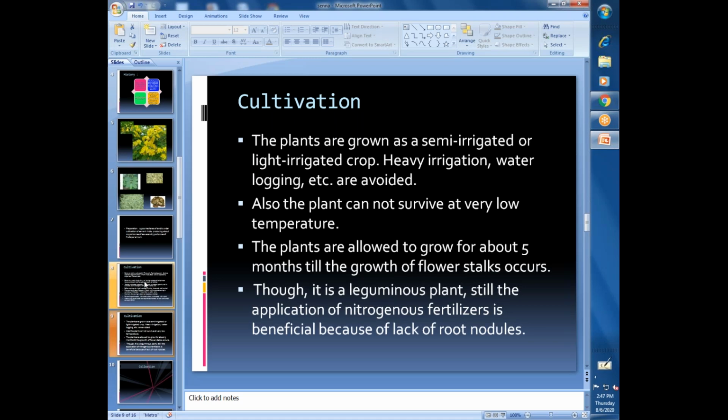The plants are allowed to grow for about 5 months till the growth of the flower stalks occurs. Though it is a leguminous plant, leguminous means it fixes nitrogen. They will have root nodules so that it will fix the nitrogen from the atmosphere. Though it is a leguminous plant which is supposed to have root nodules, this plant doesn't have enough root nodules to fix the nitrogen. That's why the application of nitrogenous fertilizer is beneficial and will be helpful in the growth of the plant.